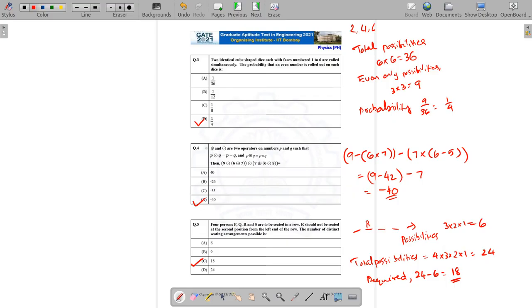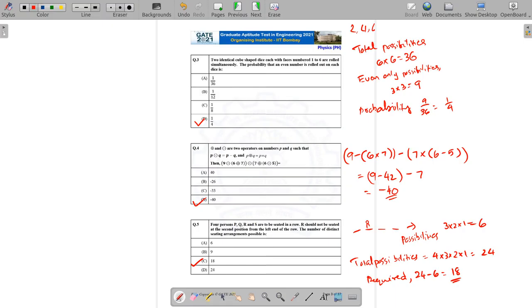Question 4. These are two operators on numbers P and Q, such that they are redefining the operations. P minus Q, which is a difference, they denote in this fashion, and P into Q, they denote in this fashion. The question is to identify what is the final answer. So basically replace everything with the corresponding things, and you will get minus 40.